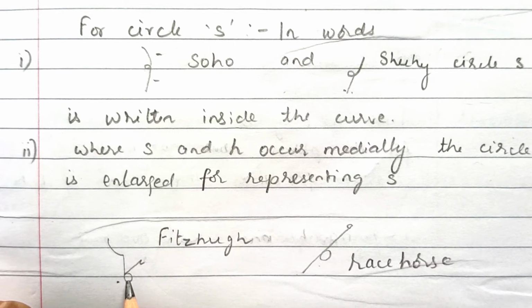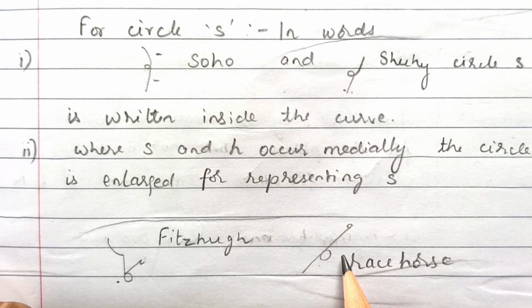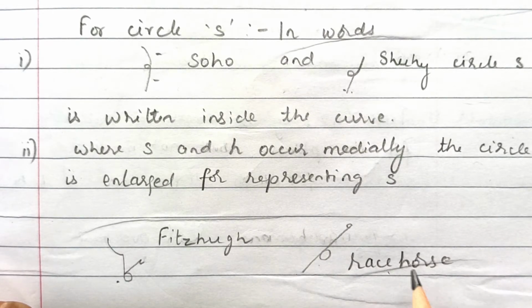So when we have circle S as well as the circle for writing the letter H, we are enlarging the circle. In the same way, you can see here, racehorse. So race is circle S and again H. So here the circle is doubled or enlarged.